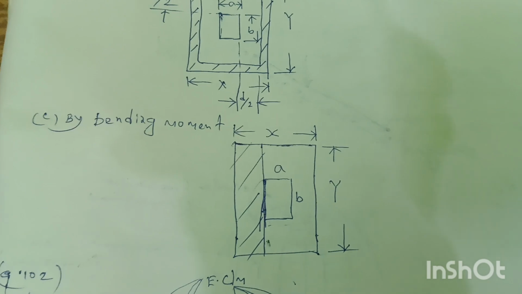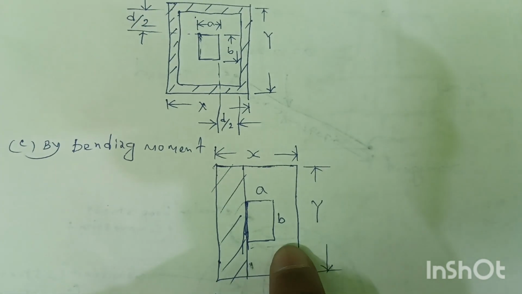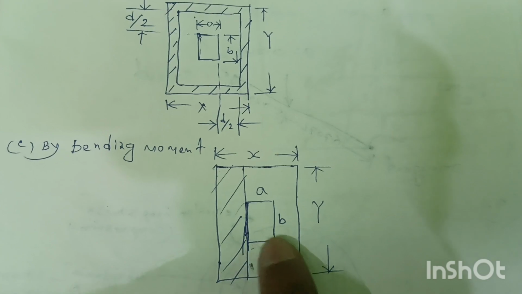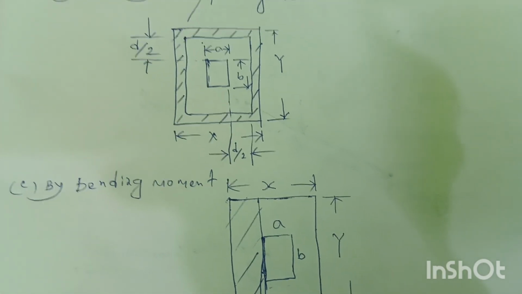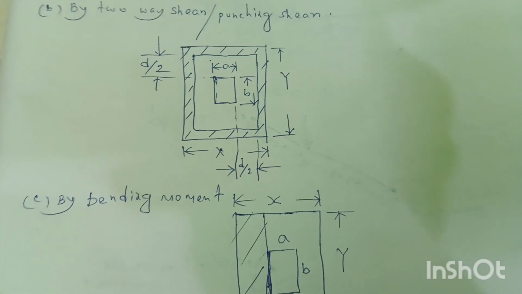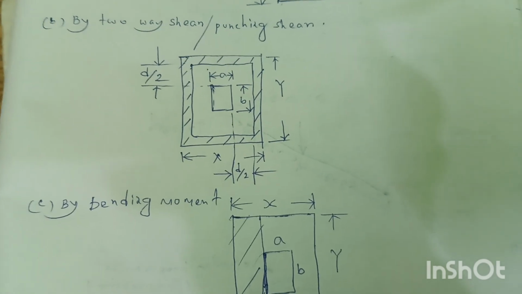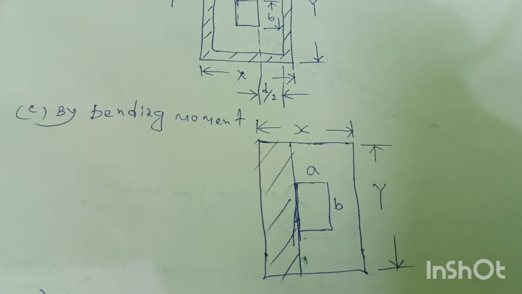Next, bending moment criteria. By bending moment criteria, the critical section will be at the face of the column. So the depth of isolated footing is calculated by these three criteria, and the highest value so calculated is adopted in the design for the calculation of the overall depth of the footing.